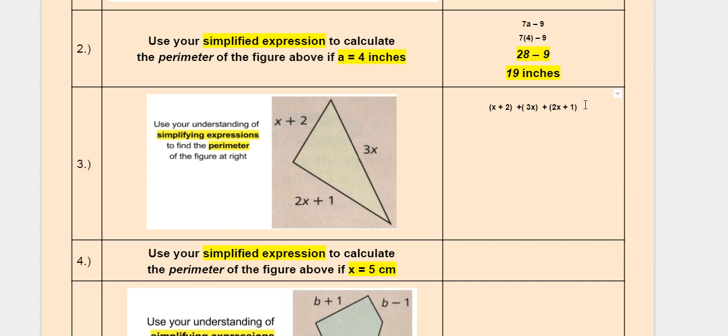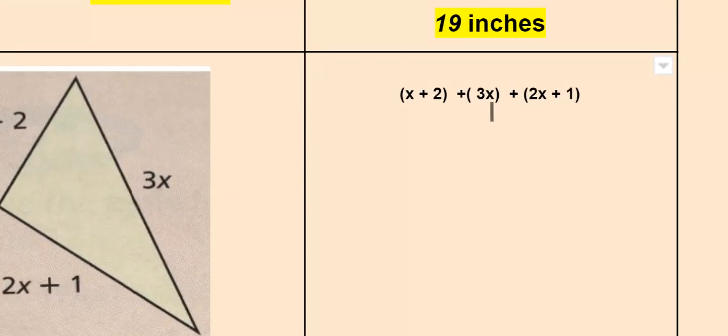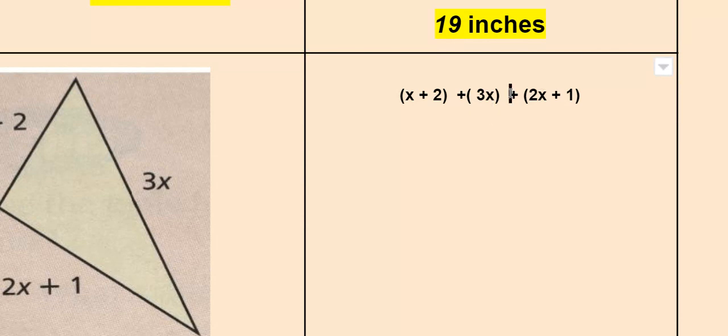And remember, perimeter means we add those sides together. Now that we have our 3 sides, we're going to combine like terms. That's how you simplify. So we've got the first side, x plus 2. The second side is 3x. And the third side is 2x plus 1.